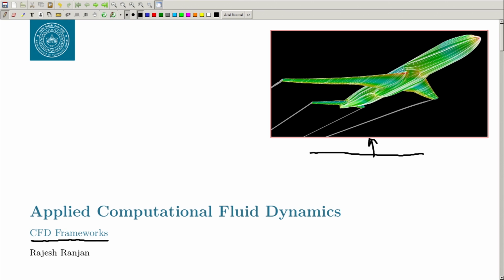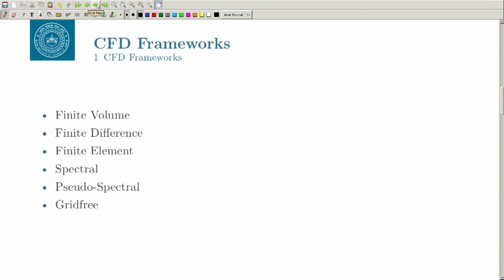I am not getting into whether it is compressible or incompressible, or pressure based or density based. Of course, we will go into that also in greater detail. But from the way we distribute the points and the way we solve, there are certain differences, and that is what we want to highlight. This is just to give you a flavor of the different frameworks available in CFD. So, here are some examples.